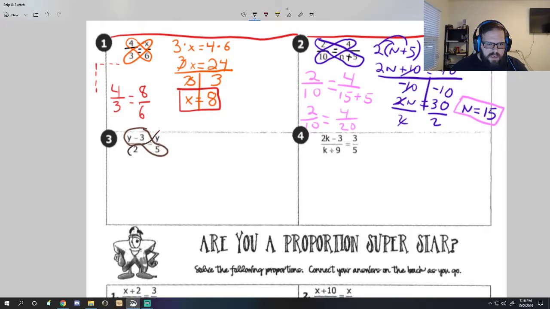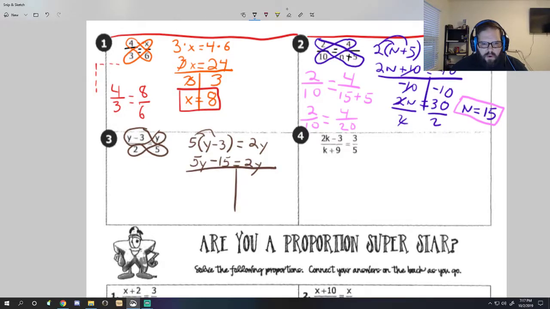So y minus 3 times 5, and then y times 2, or 2 times y. So I'm going to put my distributive property on this side. So 5 times y minus 3 is going to equal 2y. And now we do the same thing that we had to do at number 2, which is distribute. So 5 times y and 5 times negative 3. So that's going to leave us with 5y minus 15 equals 2y. So I draw my balance, as I always do.